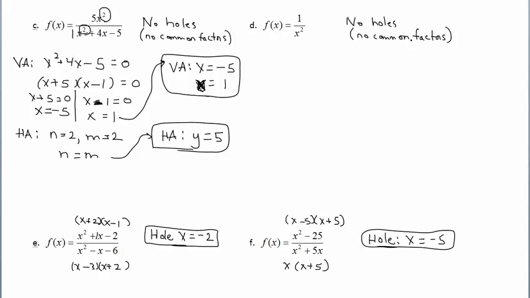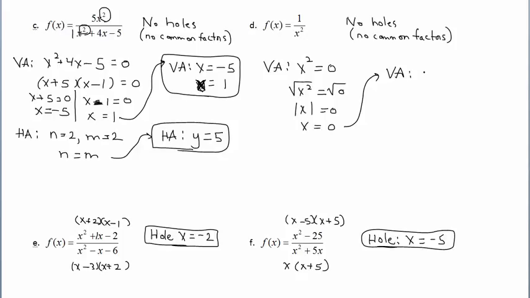Part D has no holes. Vertical asymptote: don't look at the numerator, only focus on the denominator. These are the restrictions of the domain. I wouldn't put positive, negative on 0. I'm just going to do 0. One vertical asymptote, it occurs at x equals 0.